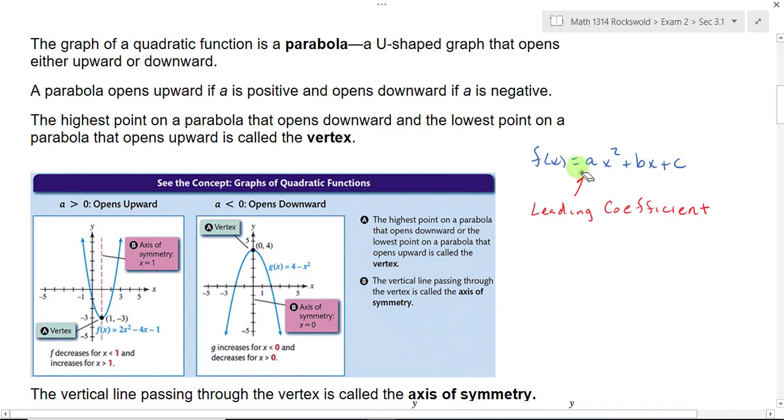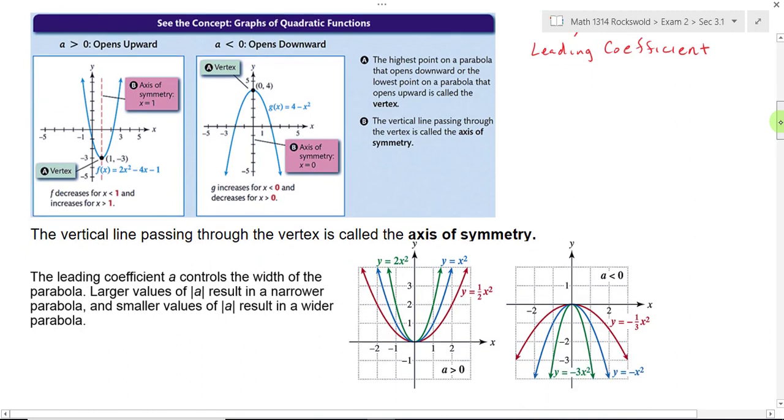If that leading coefficient is positive, your parabola opens up, and it has this minimum value at this low point that we call the vertex. If your parabola opens down, then you have a maximum value at this point that's called the vertex. The vertical line that passes through the vertex is called the axis of symmetry, and we call it that because if we were to fold this graph in half along this dotted line here passing through the vertex, the left half and the right half would match up perfectly. So we have symmetry about that line, x equals whatever the x value of the vertex is.